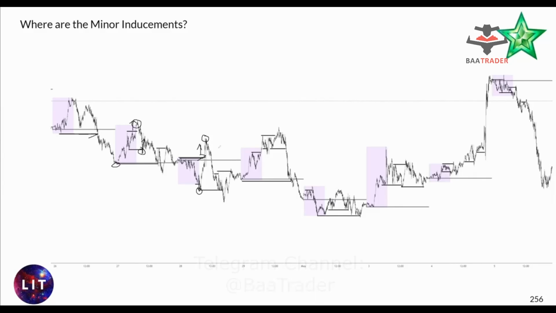Minor inducement. And again, look at the momentum. Look at the way that we induce it. Same here, same day structure. So this is a minor inducement. But again, look at the momentum, and then we trade away from it.